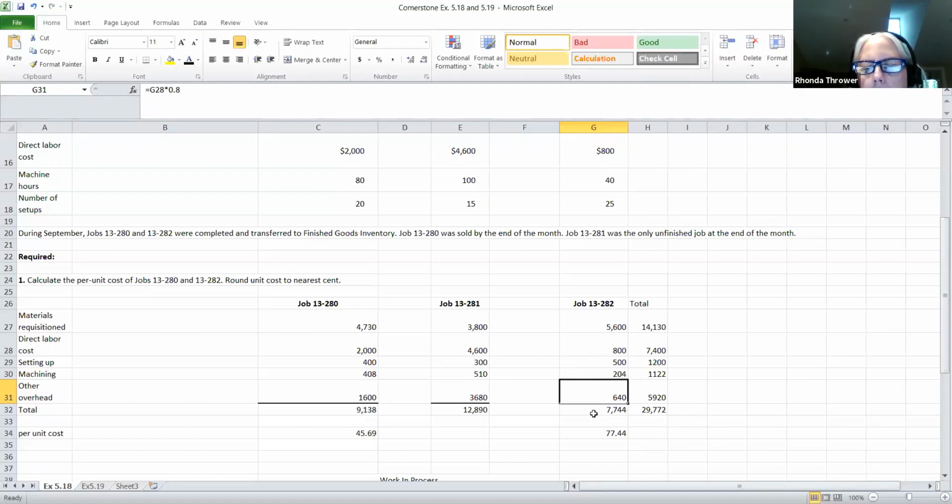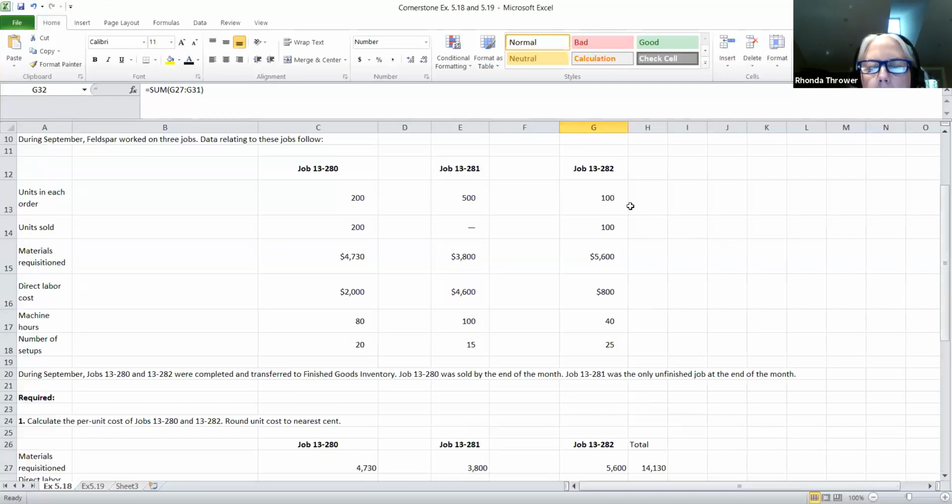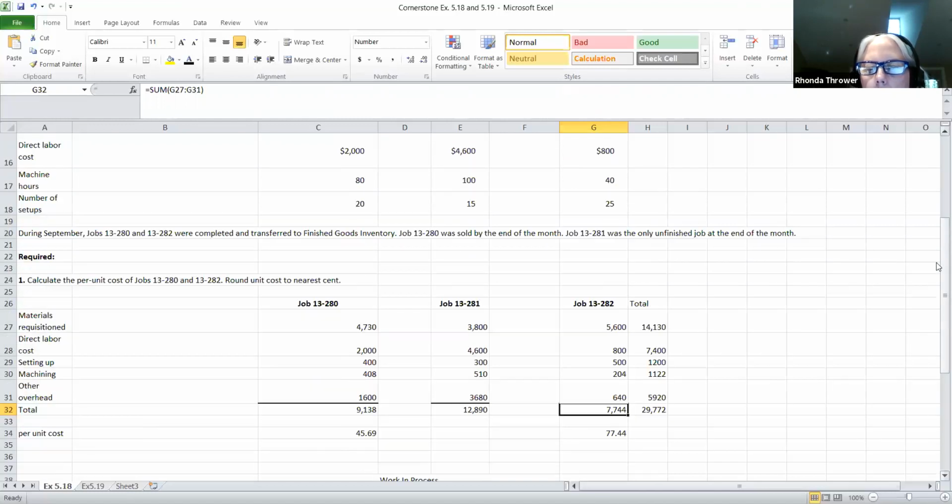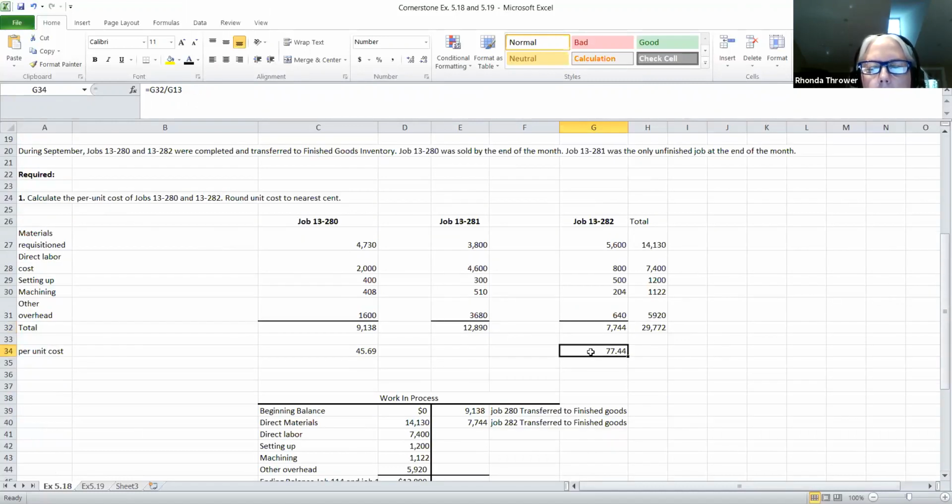Then you combine all the costs together to get the total cost of job 282, which is 7,744. We would divide this number by the amount that we are producing in job 282, which is 100 units. So we divide 100 units into this, and that would give you the per unit cost for job 282 at $77.44. That's what they wanted you to calculate in requirement 1, was the cost per unit for job 280 and 282. And that's what we did there.